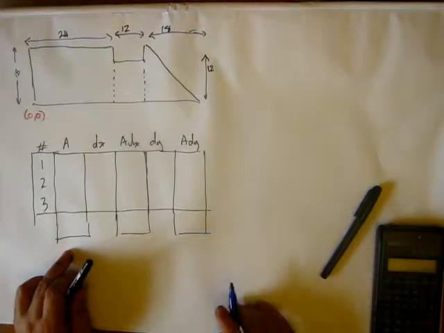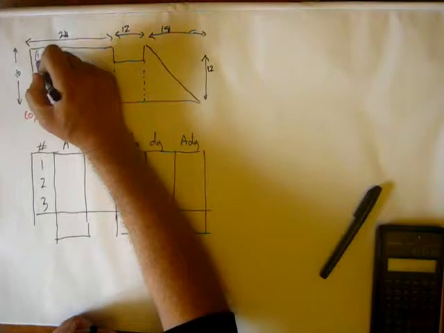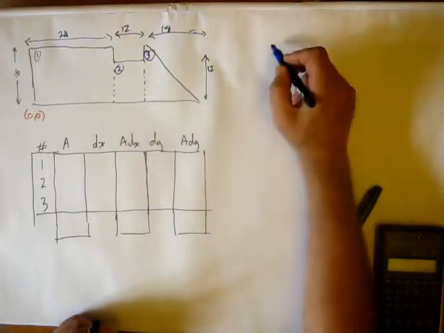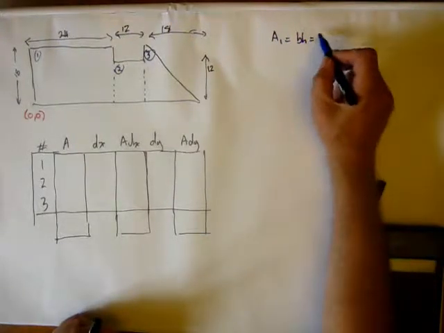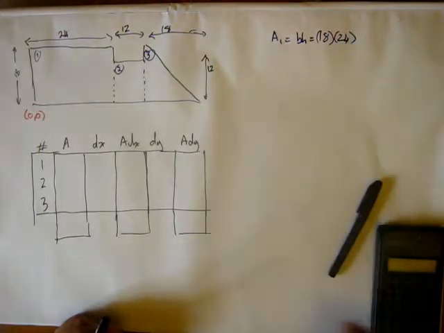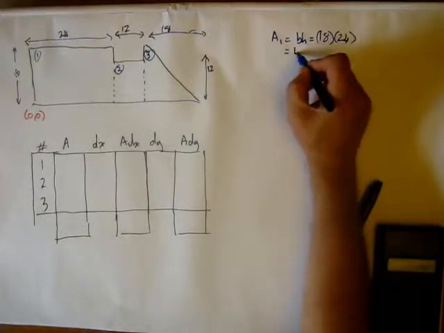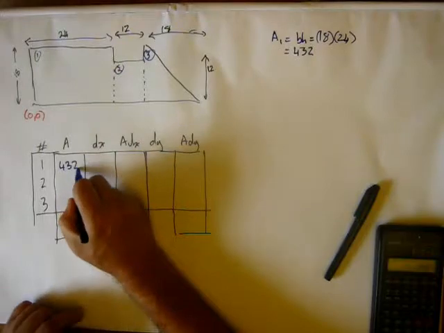And then what we have to do is find the area of each shape. So let's define this. This is going to be shape 1, this is going to be shape 2, this is going to be shape 3. So area 1 is equal to base times height, which is equal to 18 times 24, which equals 432. So I just enter that in the area for shape 1.